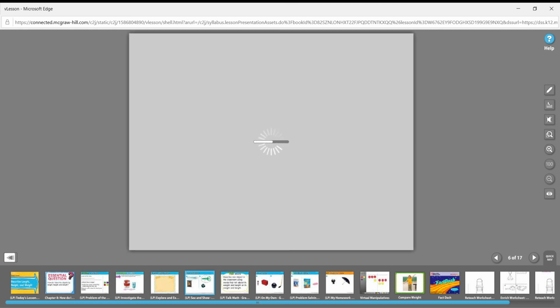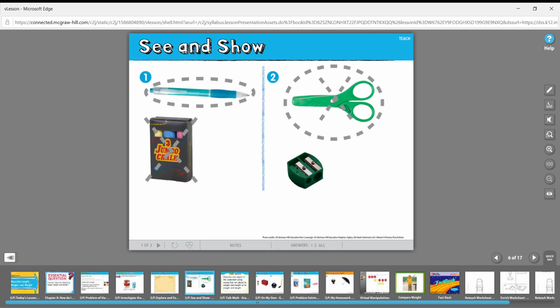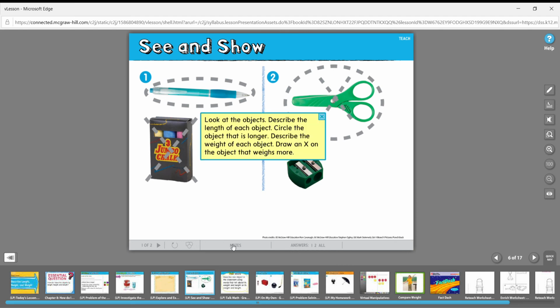So you will go on to the page that's See and Show. And the See and Show page is going to have some different objects. And you are going to read the directions here. You're going to look at those objects. So for number 1, there's a mechanical pencil and a box of chalk. Now, I want you to describe the length of each object. Which object is longer than the other?